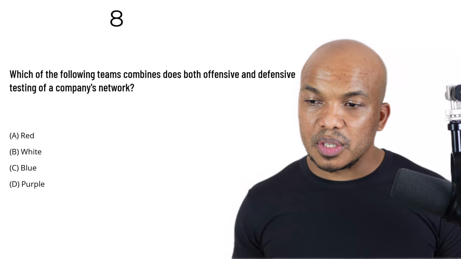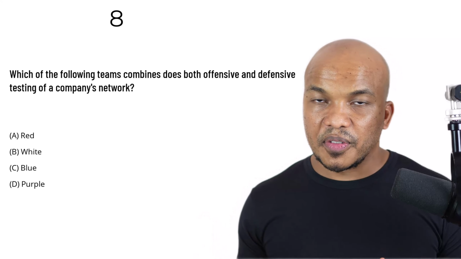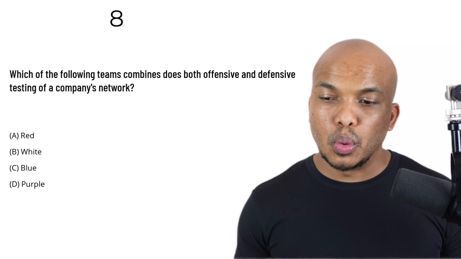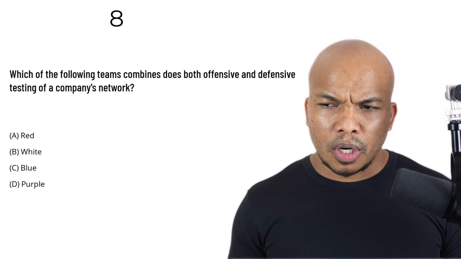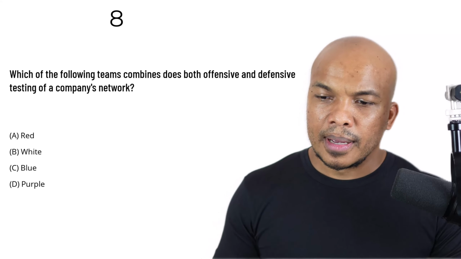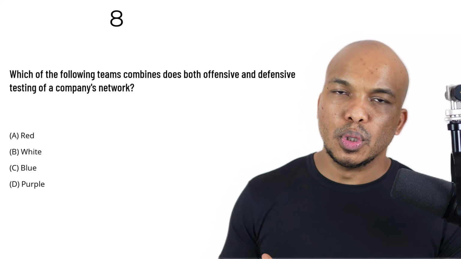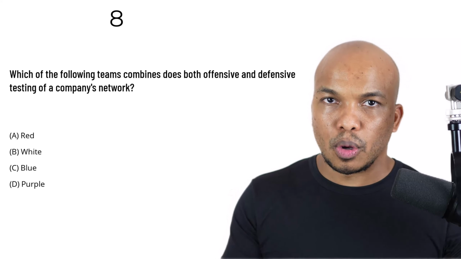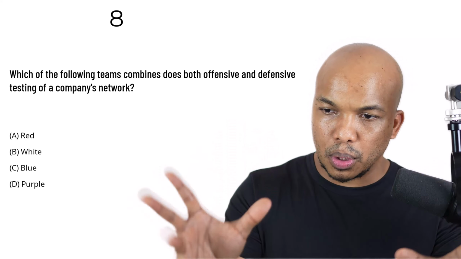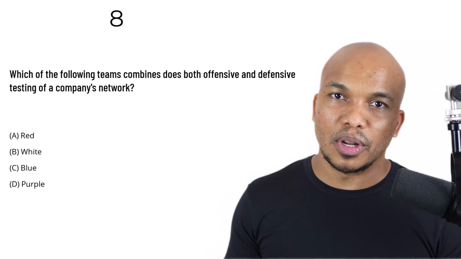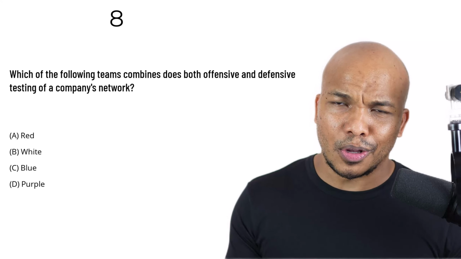Question number 8. Which of the following teams combines both offensive and defensive testing of a company's network? We got red, white, blue, and purple. All right, so it's not going to be red because red is purely offensive. It's not going to be blue either because blue is purely defensive. But we're talking about a team that combines both red and blue.